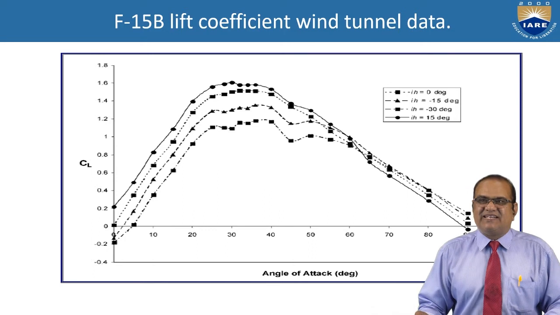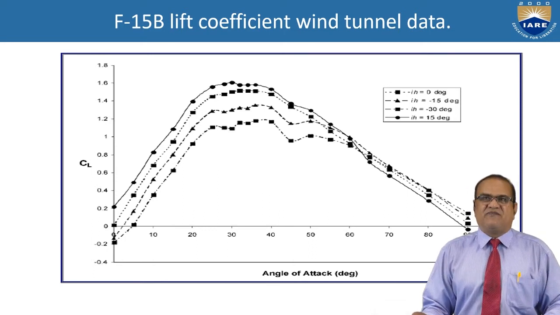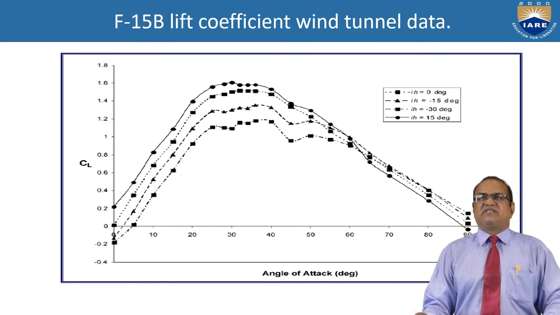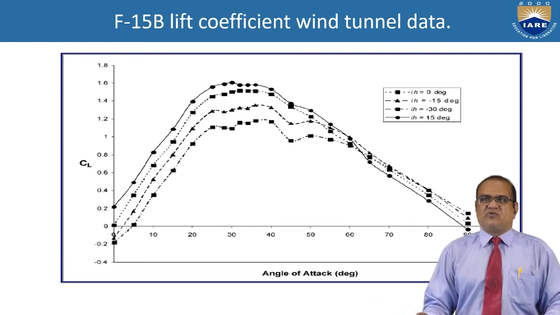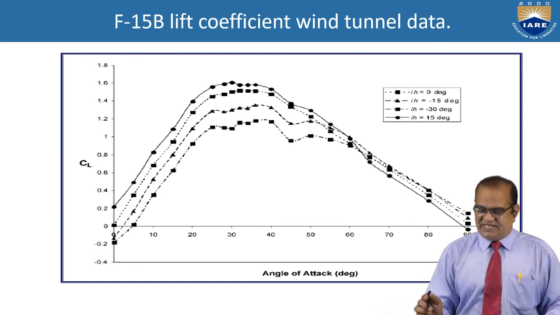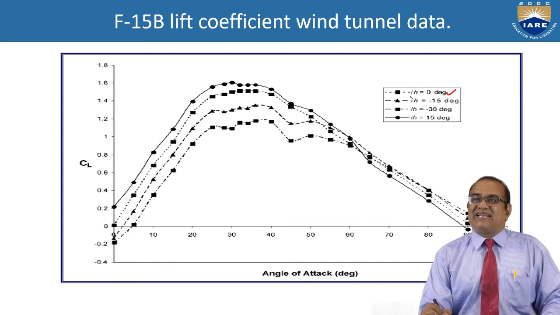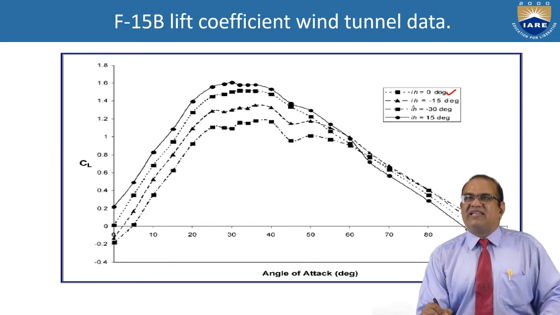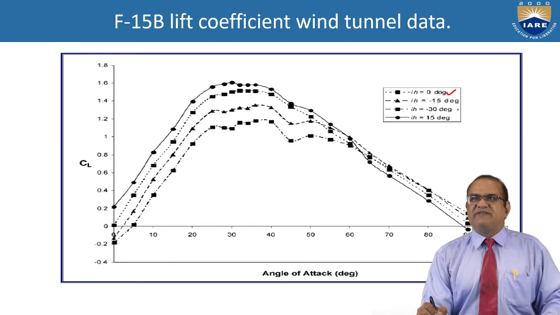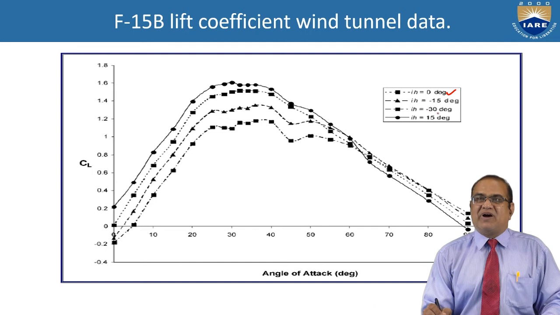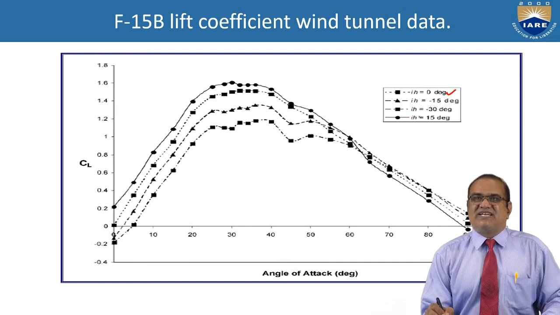So we can see here the F-15B lift coefficient wind tunnel data shown for IH at 0 degree. It is the horizontal tail setting angle at 0 degree. Then at minus 15 degrees. Then IH is equal to minus 30 degrees. Then IH is equal to plus 15 degrees.